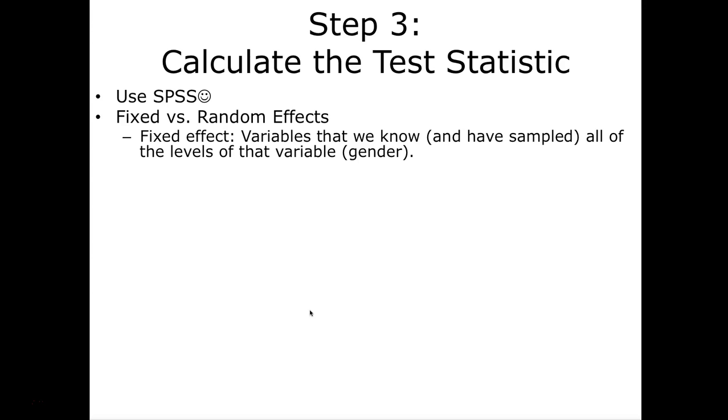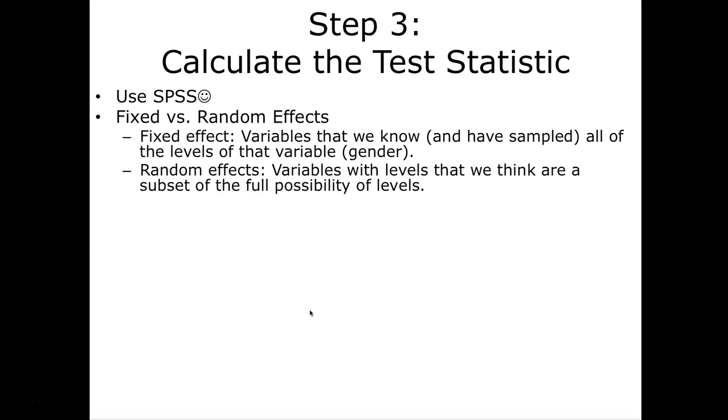Fixed effects are variables that we know and have sampled all the levels of that variable. So for example, gender. We know that if we have men and women in our sample, theoretically, I know there's a lot outside of the binary, but we know that we have sampled all the levels of that particular variable. Random effects are variables with levels that we think are a subset of the full possibility of levels. So maybe we're interested in college students and we've only examined freshmen and sophomores.